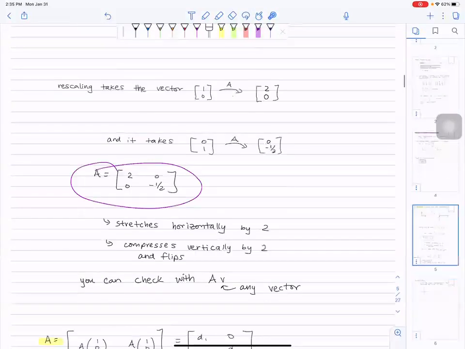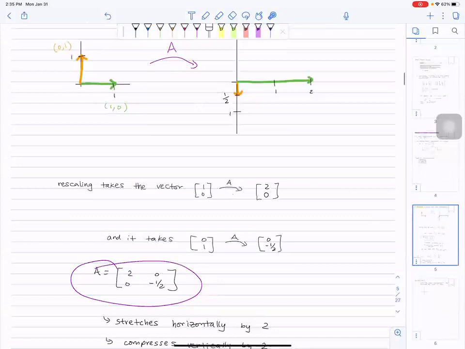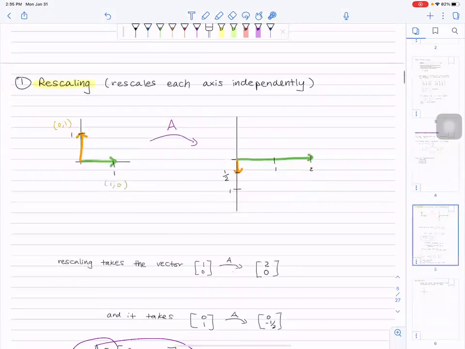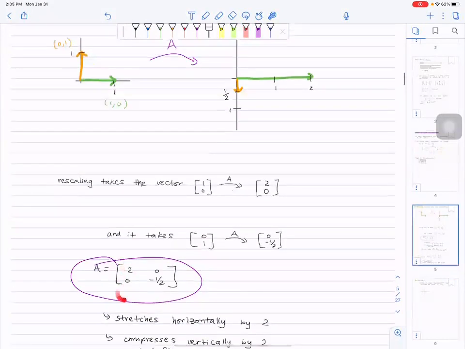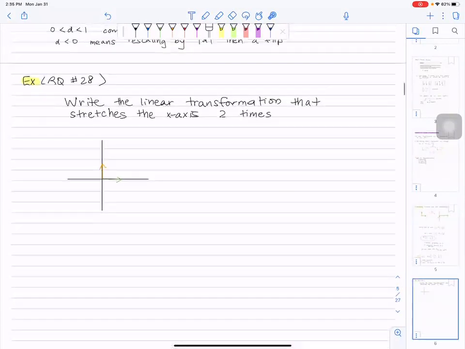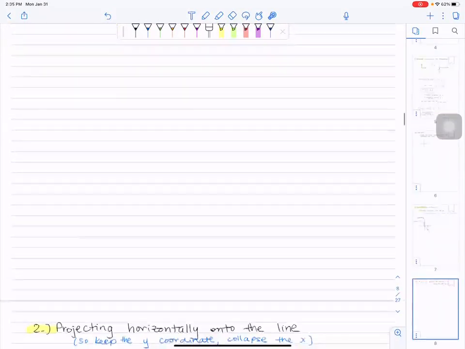Okay, I had a question about the order. Yes, because in the original case, we have the identity matrix, so the 1, 0 vector is the first column. So we want whatever happens to 1, 0 to always be that first column. Okay, so let's do projections then.